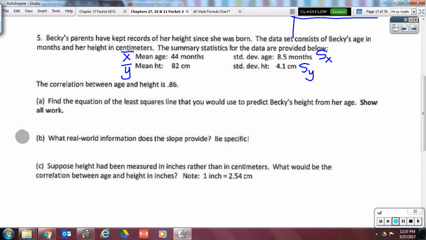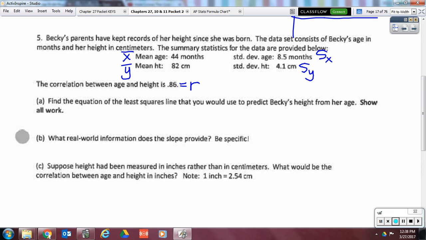The correlation between age and height is 0.86. That is the correlation coefficient. That's the R value. Now, this first problem says find the equation of the least squares regression line, and you have to show your work. You have got to figure out an equation just based on that information that they give you.